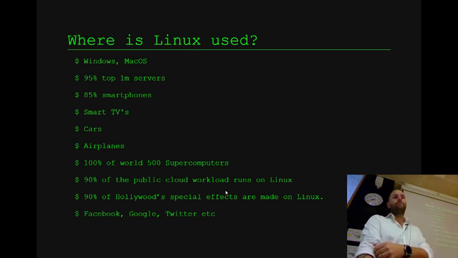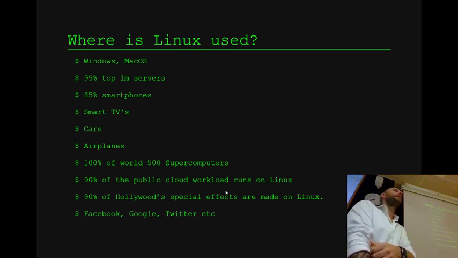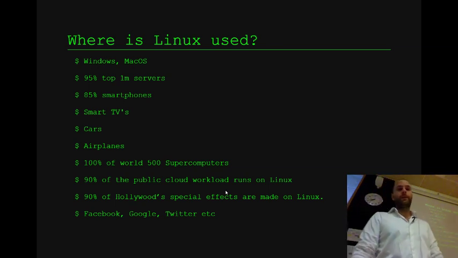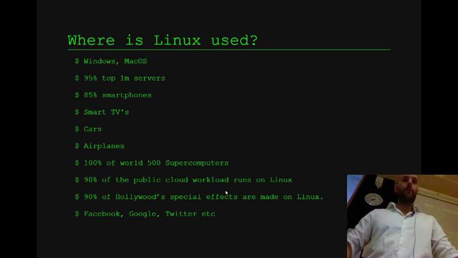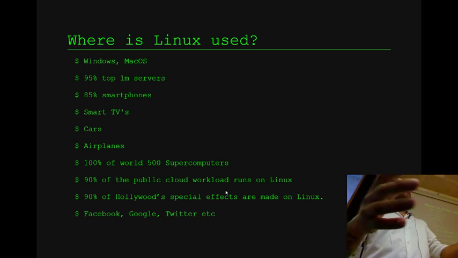And as far as Hollywood special effects, it started with Titanic, the movie. Those special effects were made on a Linux computer. And now it's a lot of movies. Facebook, Google, Twitter, McDonald's. Everybody uses Linux in some form, or Unix-like operating systems.